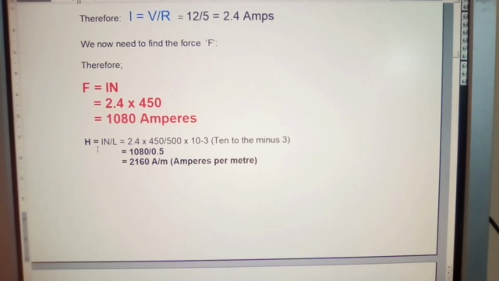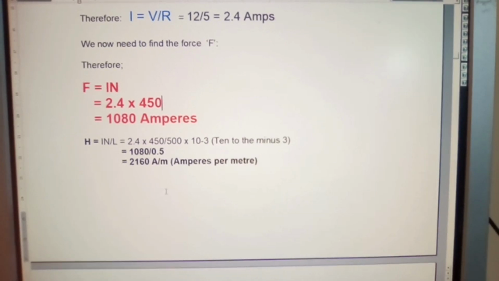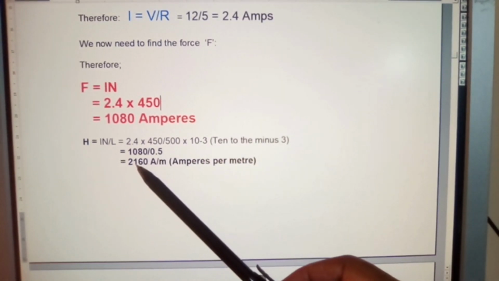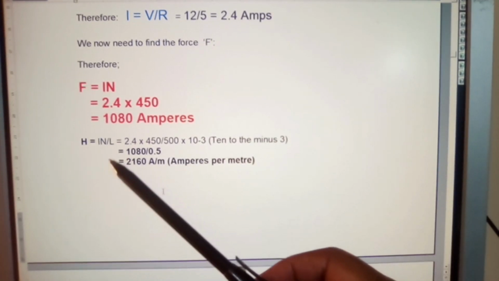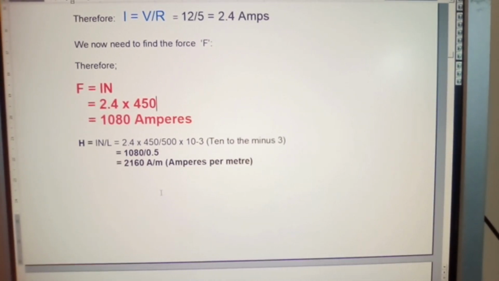H, that's the magnetizing force. That's how strong the force of that magnetism is, basically. Okay, and 2.4 times 450 over 500 times 10 to the minus 3. Now 10 to the minus 3 gives you 1080 over 0.5, which gives you 2160 amps per meter. Okay.